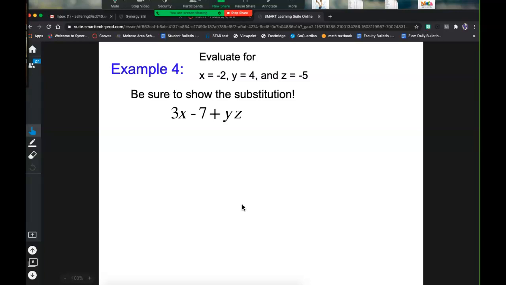Caitlin? Multiply. Okay, so when I write this, I'm going to take this -2, and I'm going to put that in for x, but we have to multiply. So it's 3 times -2 minus 7 plus, what does it mean when the y and the z are right next to each other? When you have two letters right next to each other, what are you doing? Multiply again. So we have y is 4, so 4 times -5.